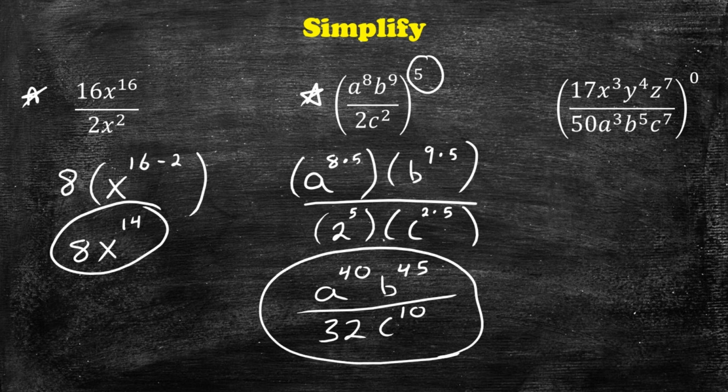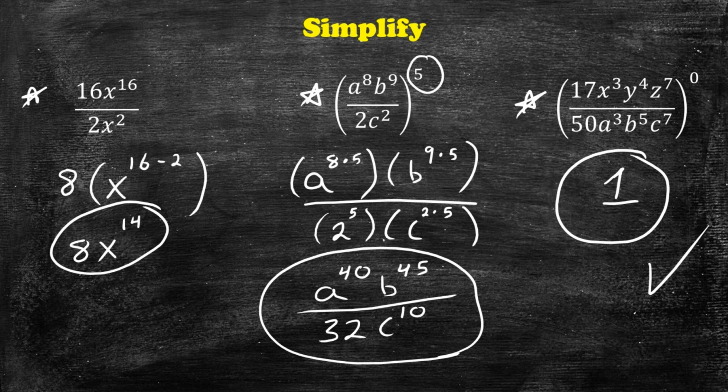All right, so now let's look at the third one here. So we have all of this stuff that's going on inside, but it's being raised to the 0 power. Whenever anything is being raised to the 0 power, all it becomes is 1. So this right here just simplifies to 1. And that is our final answer.